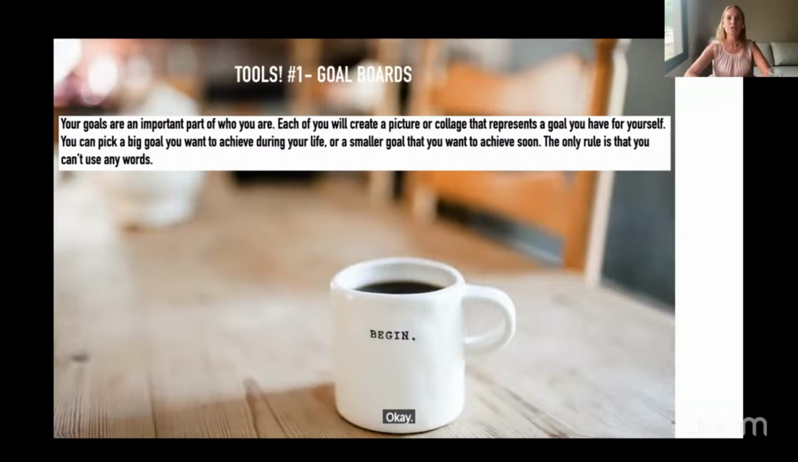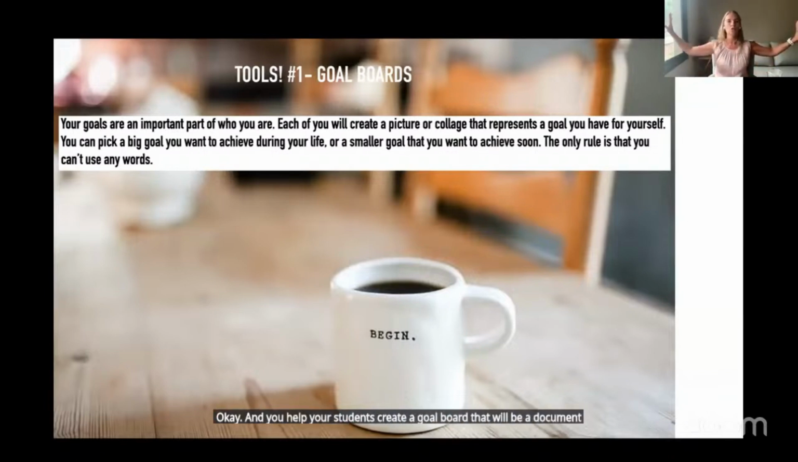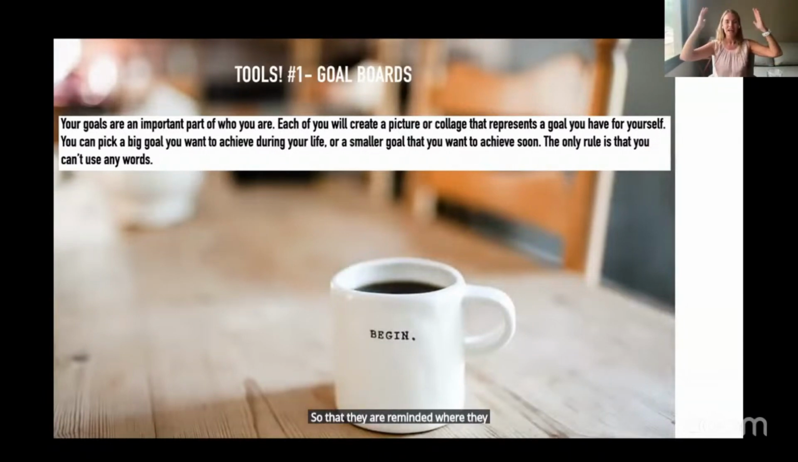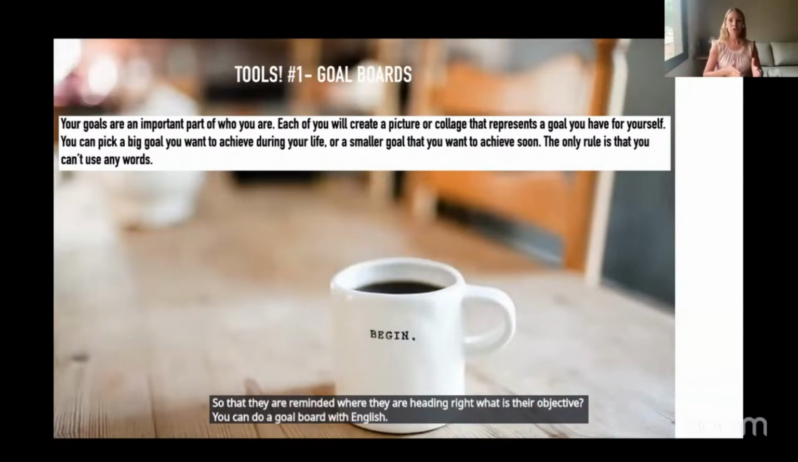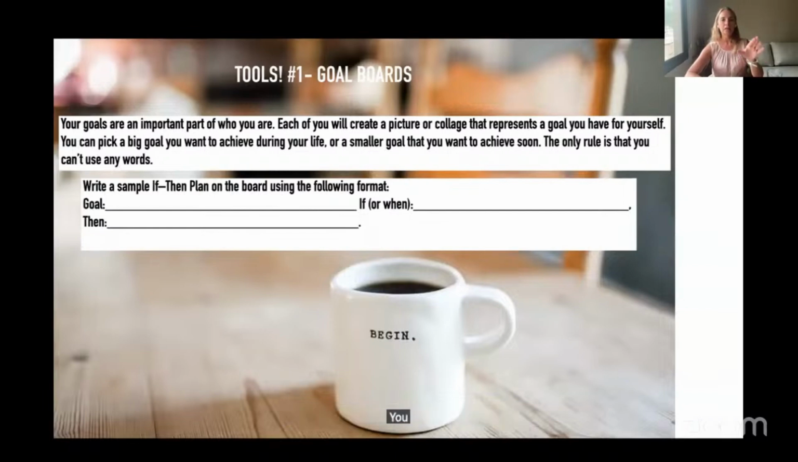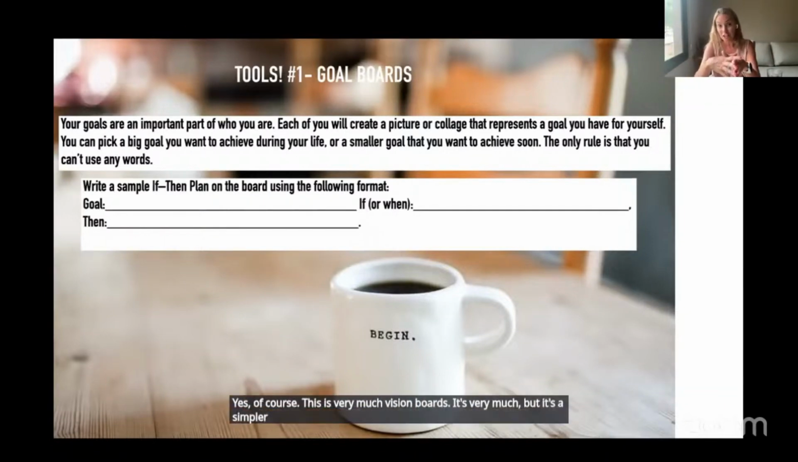And you help your students create a goal board that will be a document on the walls of your classrooms so that they are reminded where they are heading, right? What is their objective? You can do a goal board with English. What would you like to do with English, right? And then you go with the if-then plan. Yes, of course, this is very much vision boards, but it's a simpler version of vision board so that you can adapt it to different ages and age ranges, right? So then you go to the if-then plan.